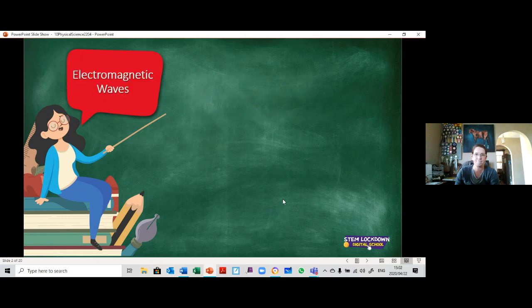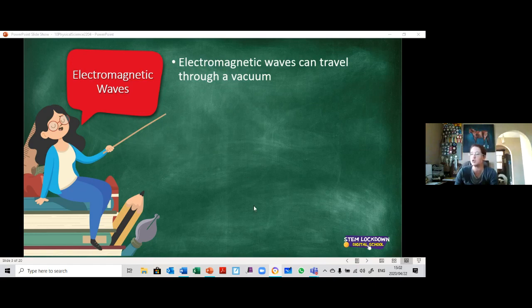So, important to note is that electromagnetic waves can travel through a vacuum. This is not true for longitudinal waves, and this is not true for all transverse waves.